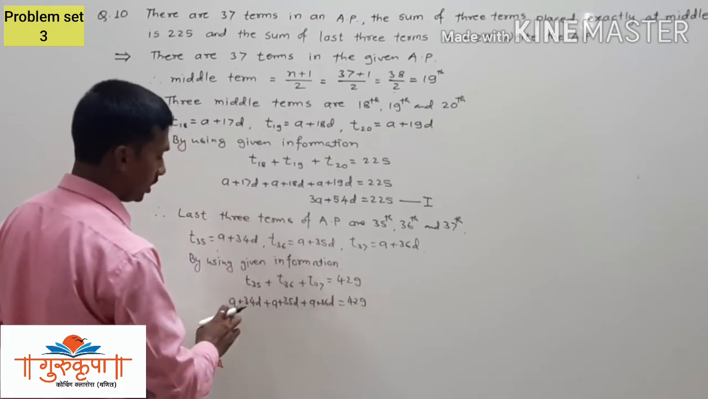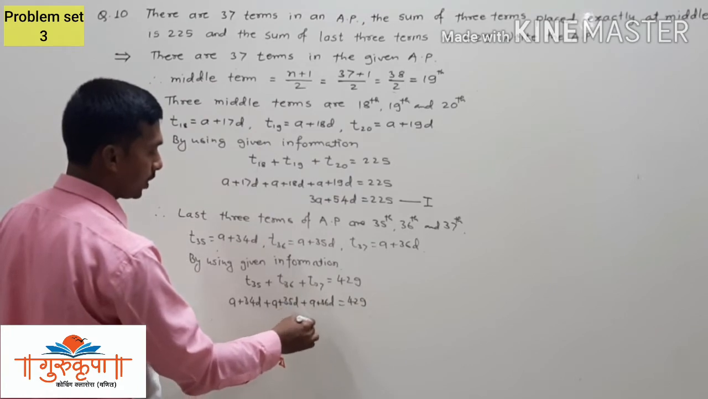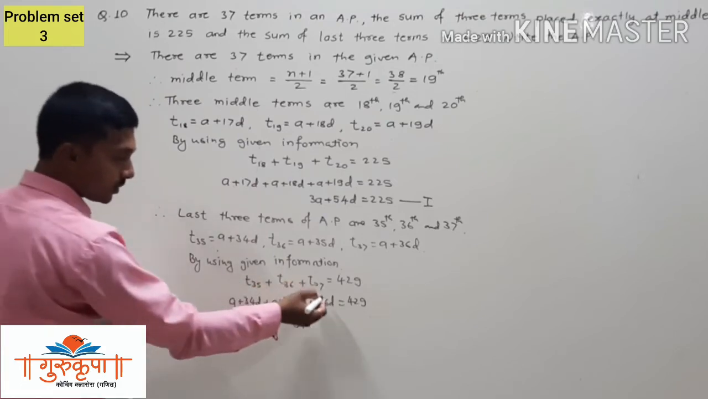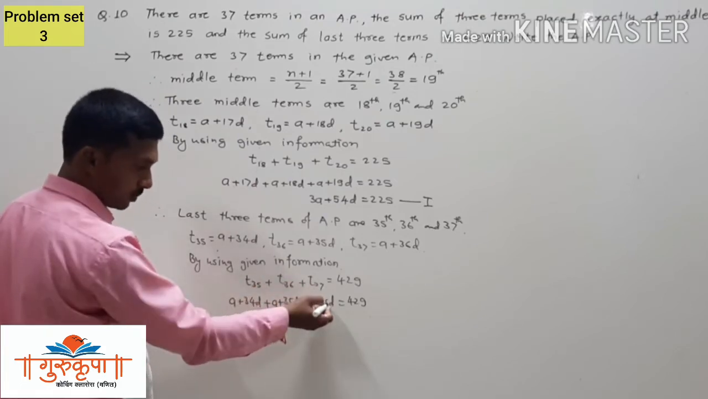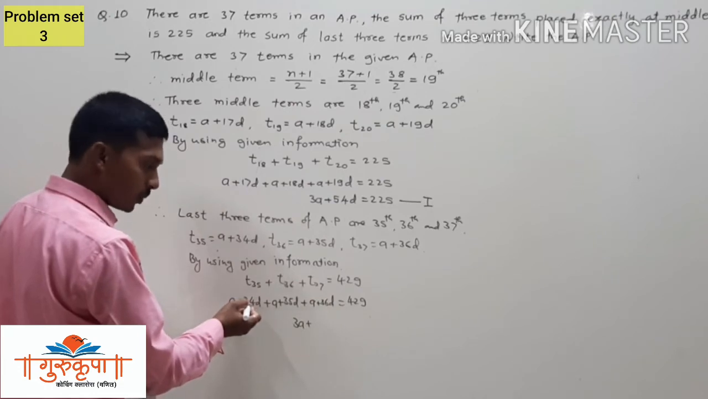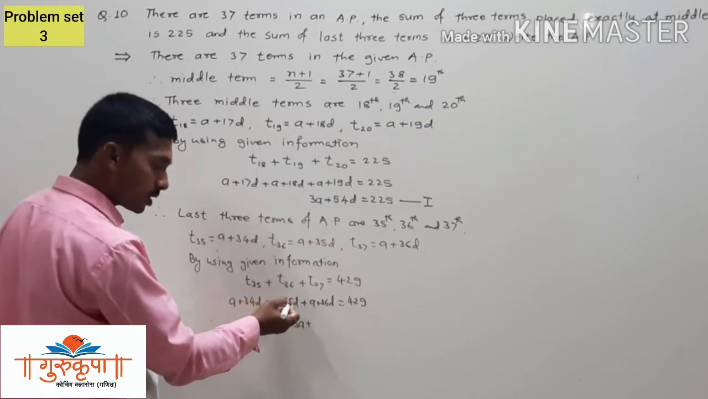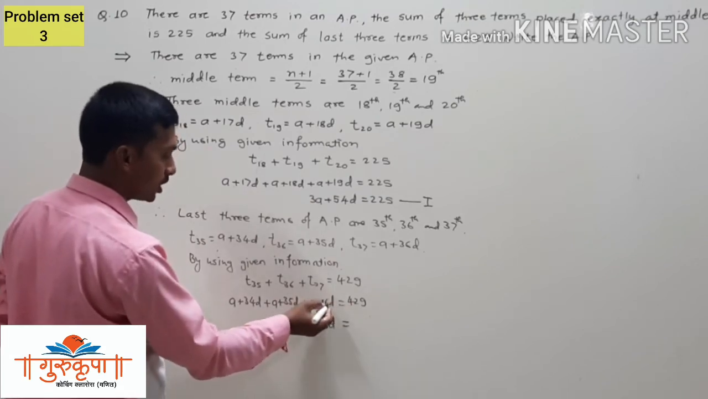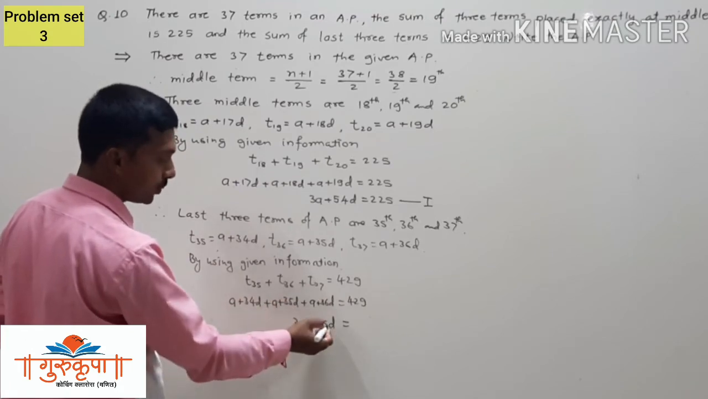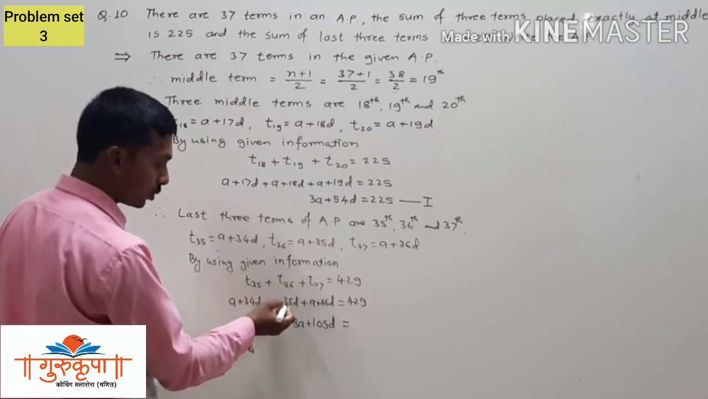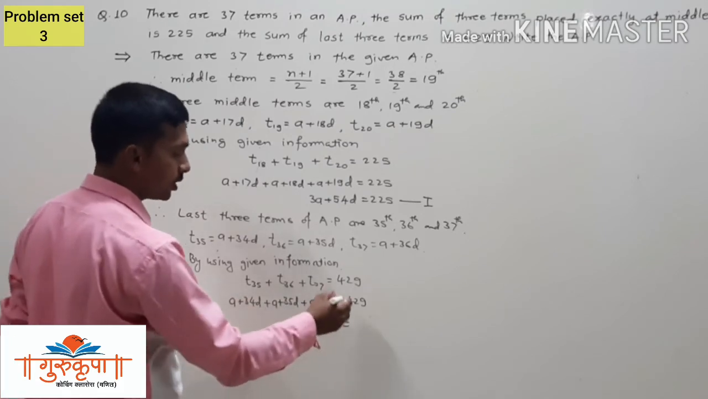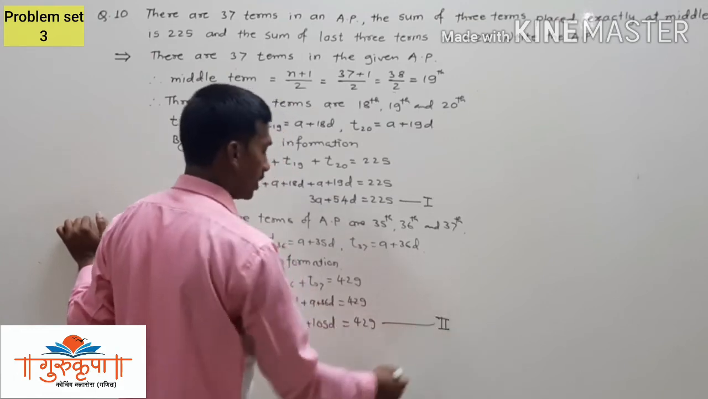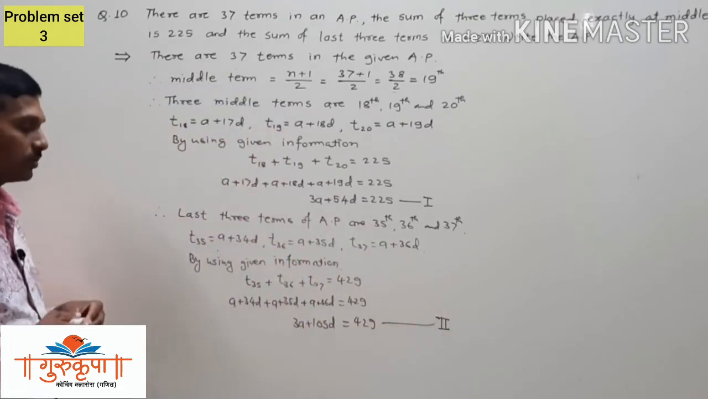This is A plus A plus A is 3A, and 34 plus 35 is 69, 69 plus 36 is 105. Now you can cross check. This gives 3A plus 105D is equal to 429. This is the second linear equation in two variables.